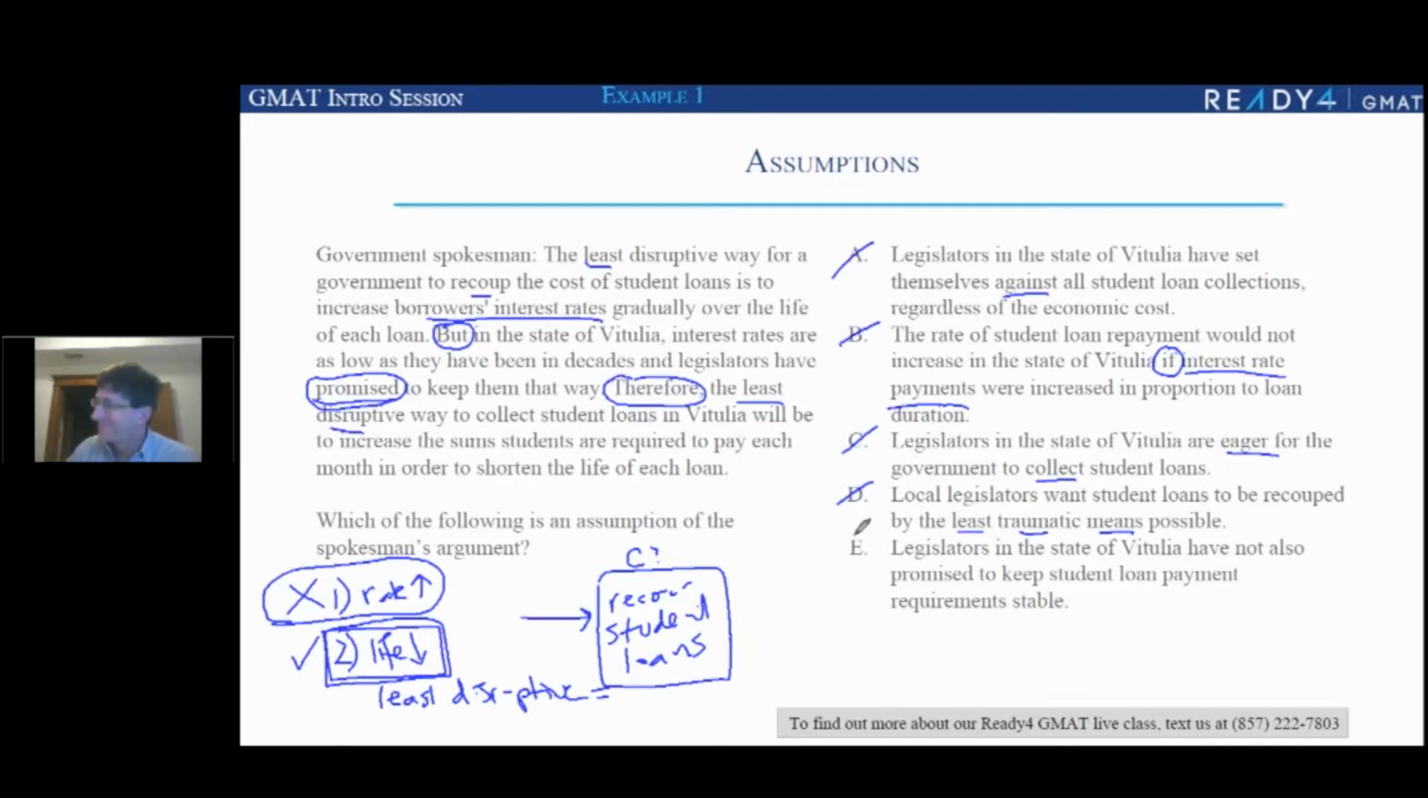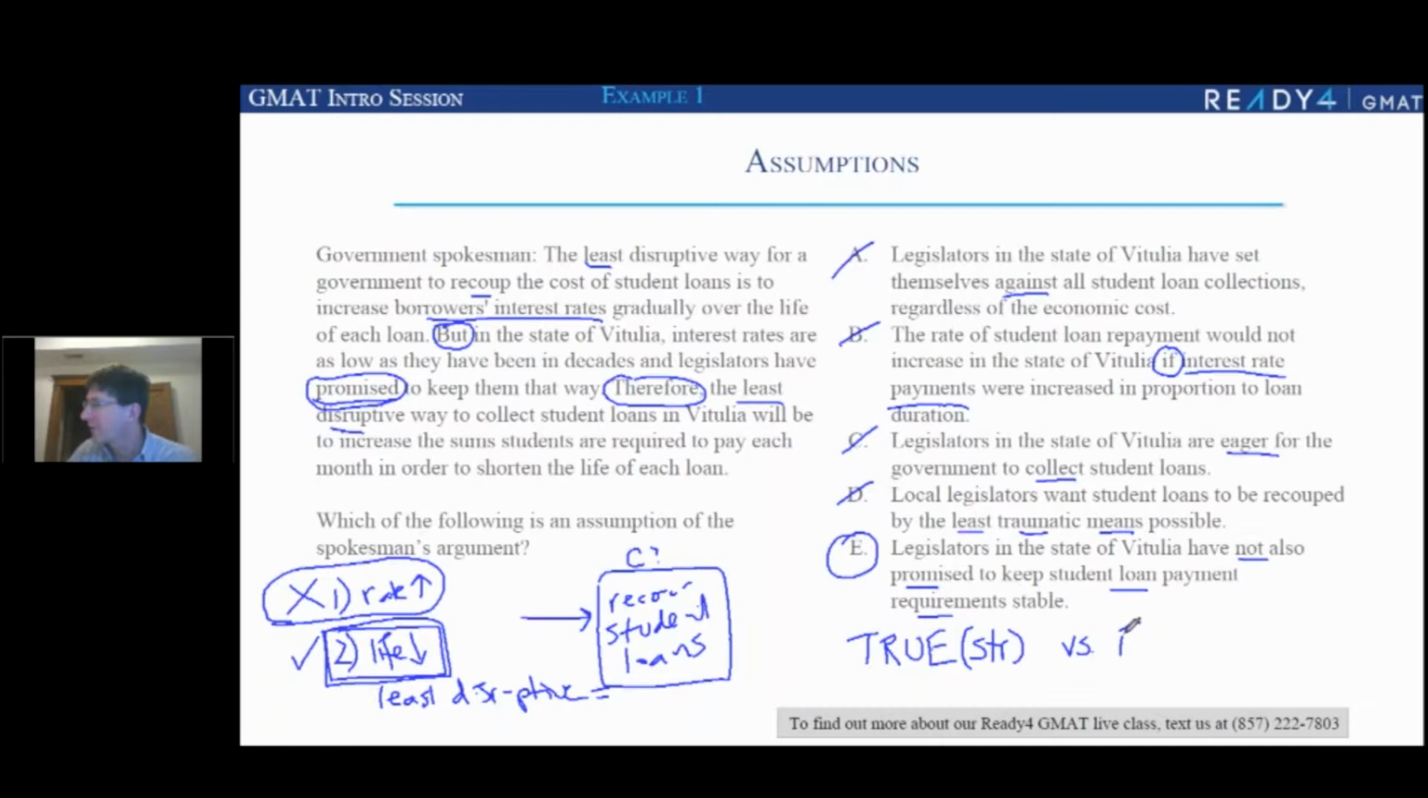What's left? Choice E. Legislatures in the state of Etruria have not promised to keep student loan repayment requirements stable. So let's talk about what happens if this is true. If E is true, it means they've not made any promise about the life of the loan, which means that they could do this, it would not be disruptive, and it would recover the student loan plans. Basically, if E is true, it would strengthen the argument.